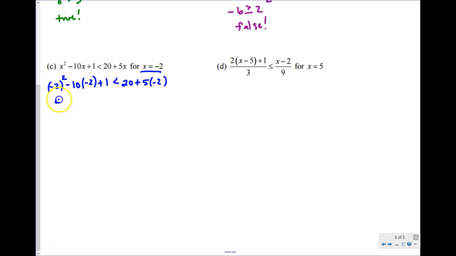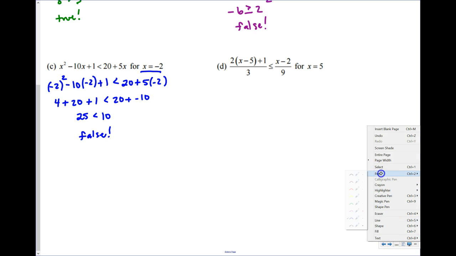Negative 2 squared is 4. The next thing is this negative 10 times negative 2 is a positive 20. I'm going to bring down the 1, and I'm going to simplify the right. Bring down the 20, and then 5 times negative 2 is a plus negative 10. On the left side, I just have to add these together. 4 plus 20 is 24, and 24 plus 1 is 25, and 20 plus negative 10 is a 10. Is 25 less than 10? Nope. So this is false. Negative 2 does not work for this inequality.